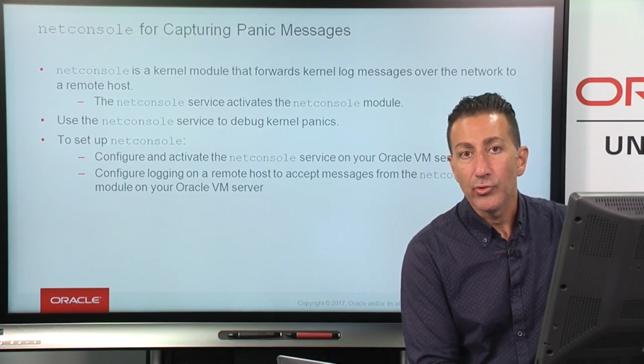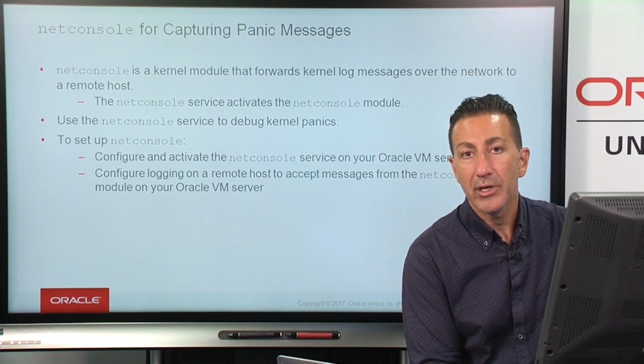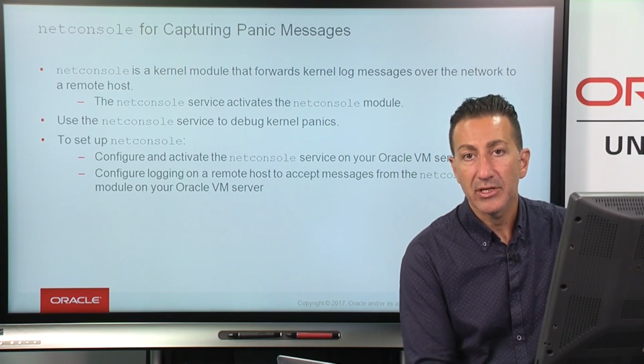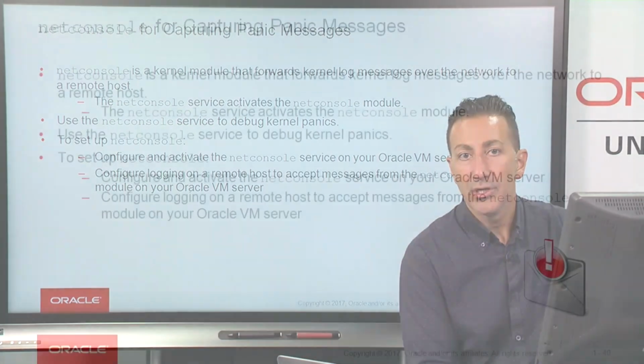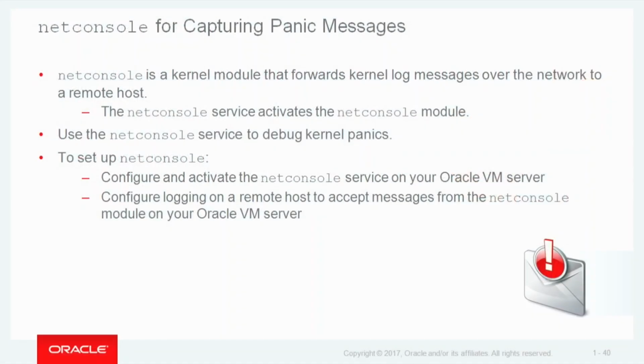Well, we also have another tool, which is the netconsole for capturing panic messages. Panic messages, as you know, appear when a kernel panic happens and the system typically crashes. But before doing so, we have the option with the netconsole to forward the panic message to another server, a remote server. So it's a kernel module that forwards kernel log messages over the network to a remote host. So we need to configure the remote host, and we need to configure the netconsole functionality in all the Oracle VM servers. The netconsole service activates the netconsole module, and we use the netconsole service to debug kernel panics.